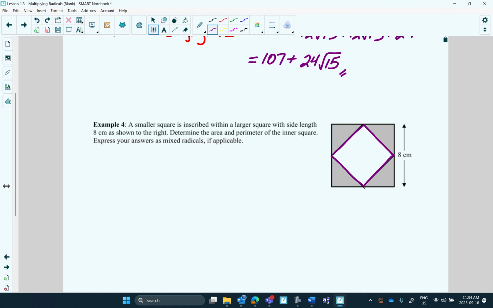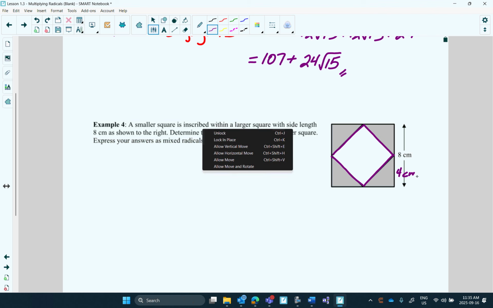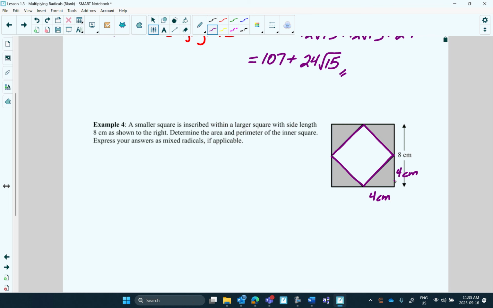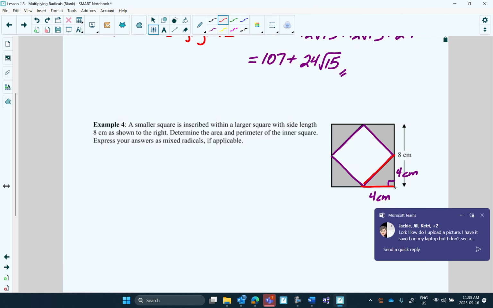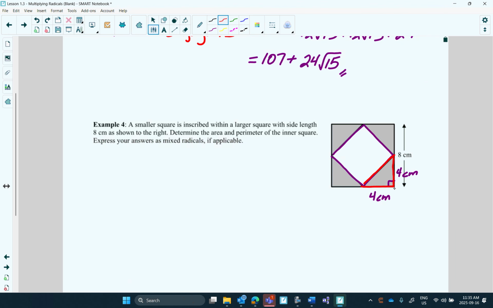Now go to your a squared plus b squared Pythagorean thingy. Because this is inscribed in this, can you tell me this length? 4. Can you tell me this length? And remember, every square has all right angles. So if I focus on this section down here, I can find the side using Pythagoras, or a squared plus b squared equals c squared.